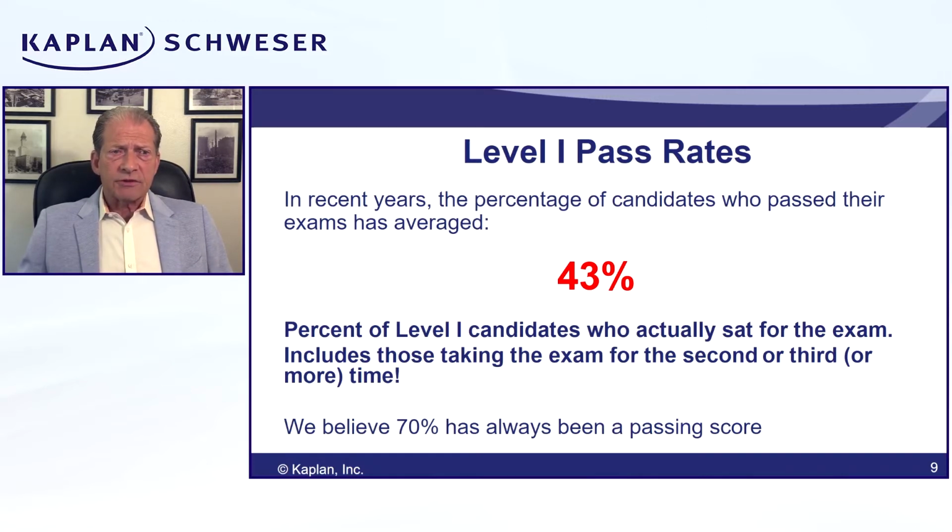Now, we believe 70% has always been a passing score, but the CFA Institute doesn't tell us what their passing score is that they set after each exam. And they haven't released any exams since 1997, so we don't have old exams for you to look at.